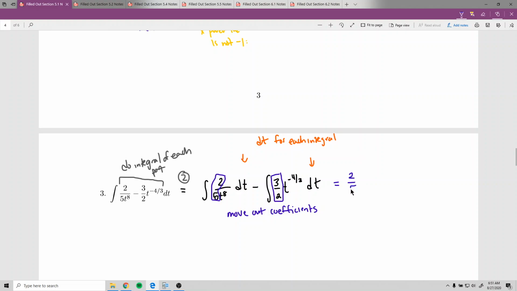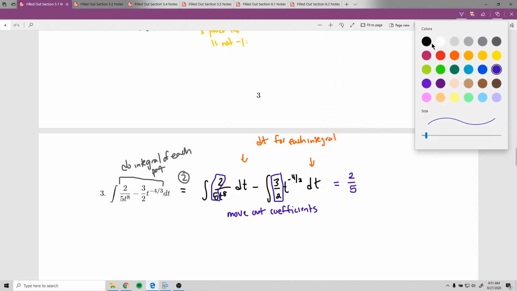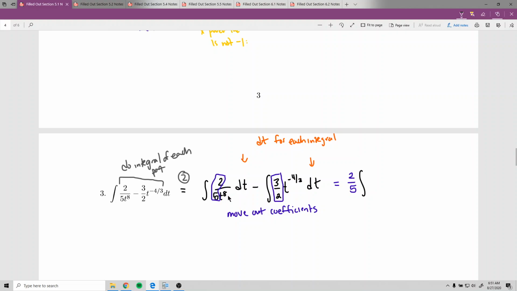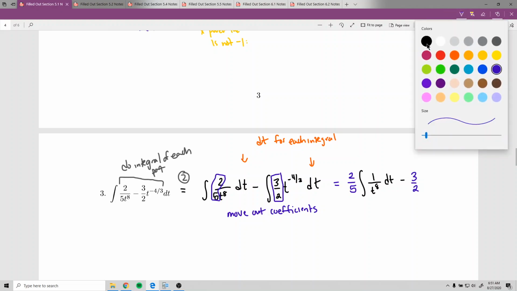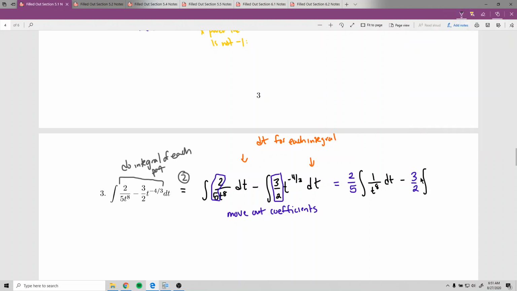We got 2 over 5. And then the integral, since the t to the 8th is in the bottom, make sure you write it as 1 over t to the 8th when you move it out. Definitely don't want to just move it to the top or get rid of the fraction. And then we move the 3 over 2 out. We got t to the negative 4/3 dt left inside that one.